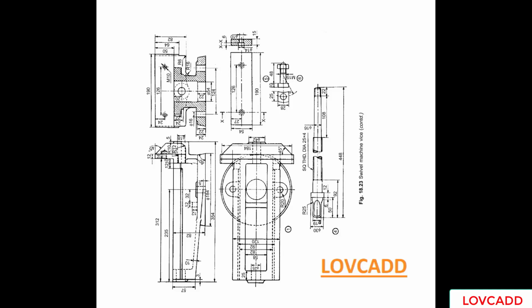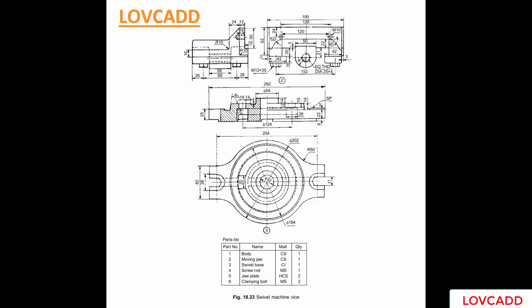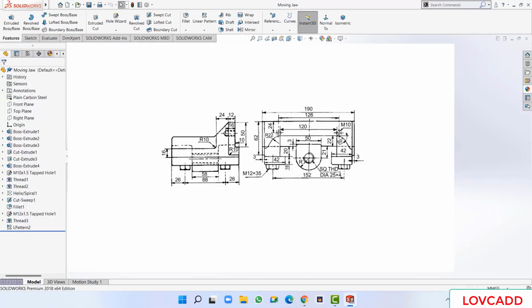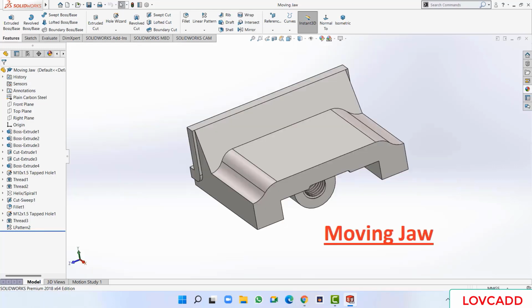Now I have drawings of some important components of the Swivel Machine Vice. You can take screenshots of these drawings for reference. Finally, let's start with the first part, that is moving jaw.